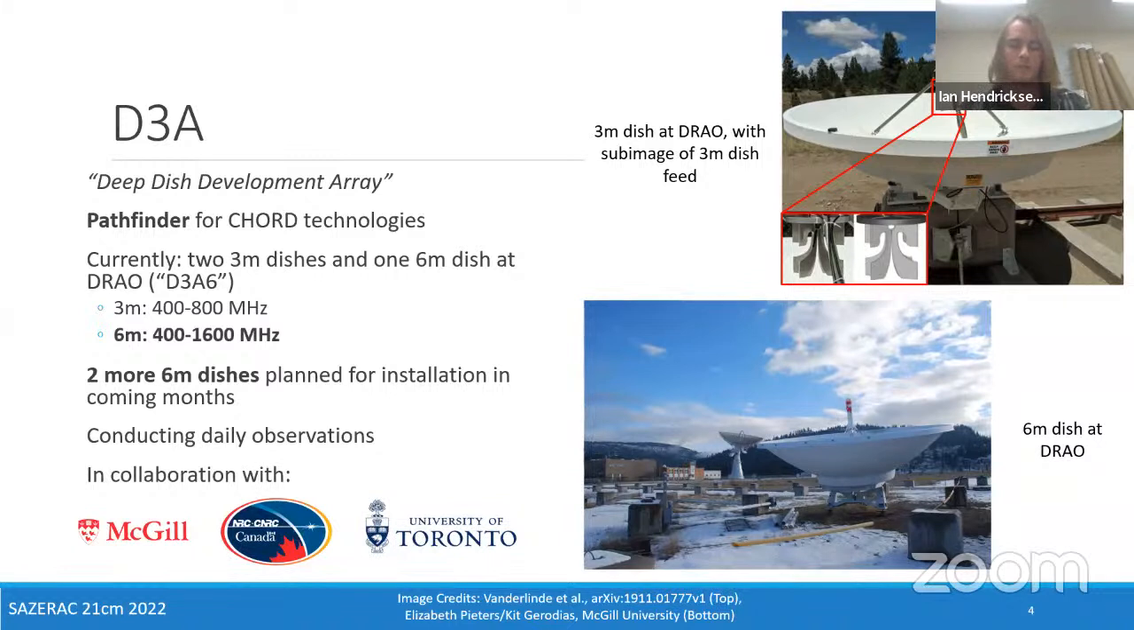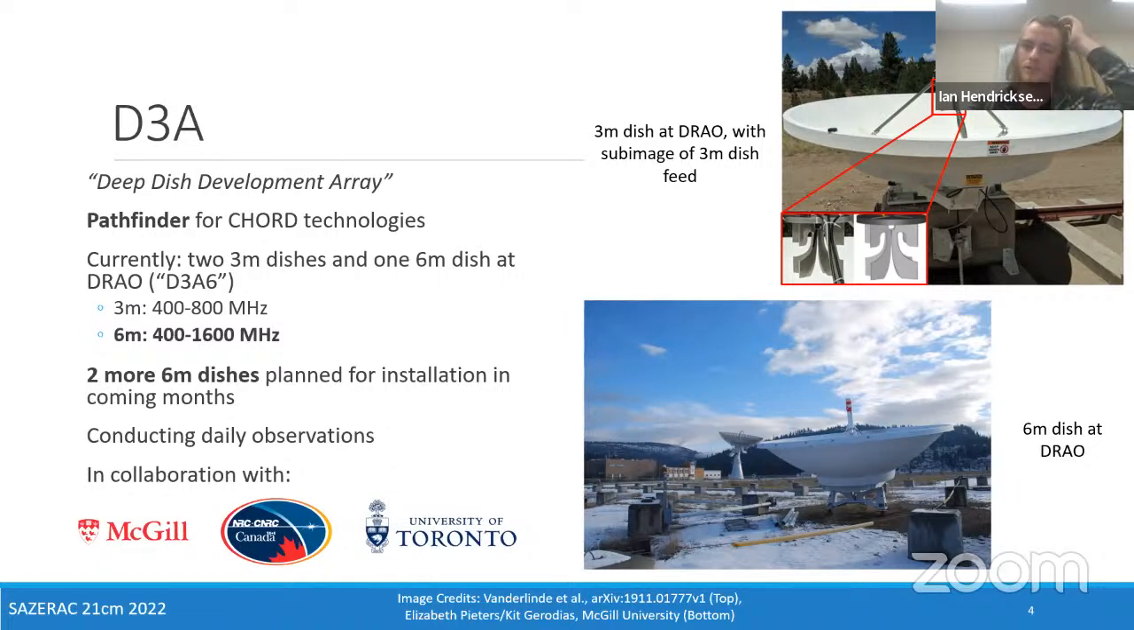I'm going to be focusing on the 6-meter dish today, which I'll refer to sometimes as D3A6, so D3A 6-meter version, which observes across a 400 to 1600 megahertz bandwidth. We have two more 6-meter dishes planned for installation in the coming months, and we're currently conducting daily observations.